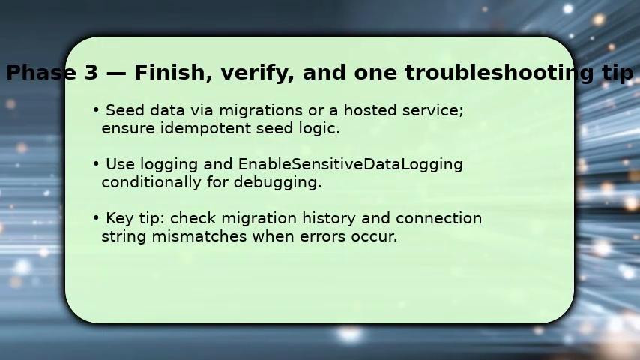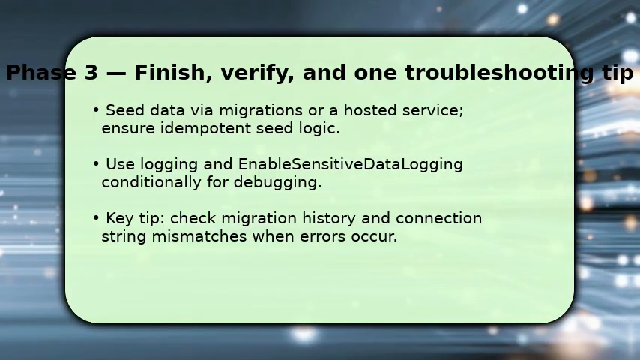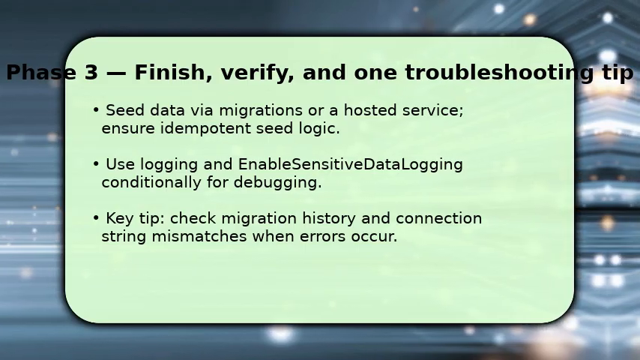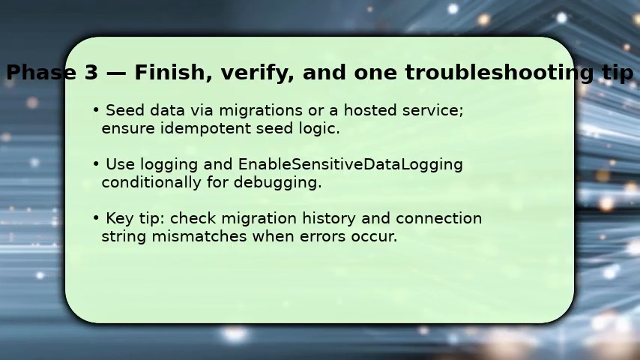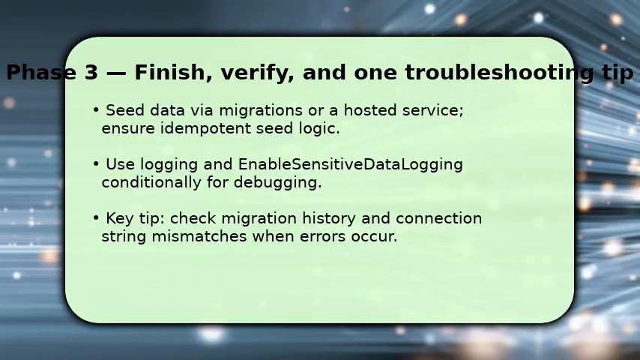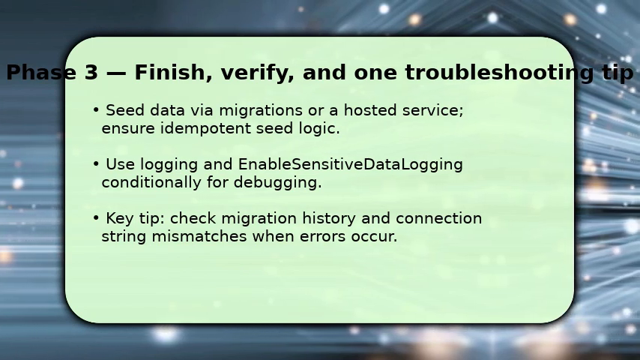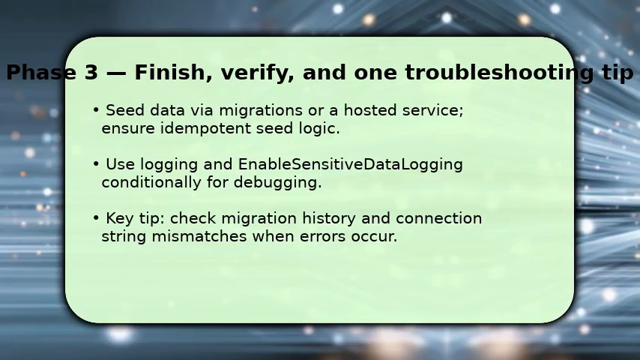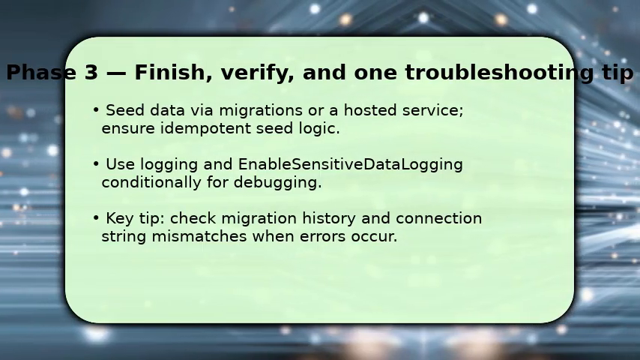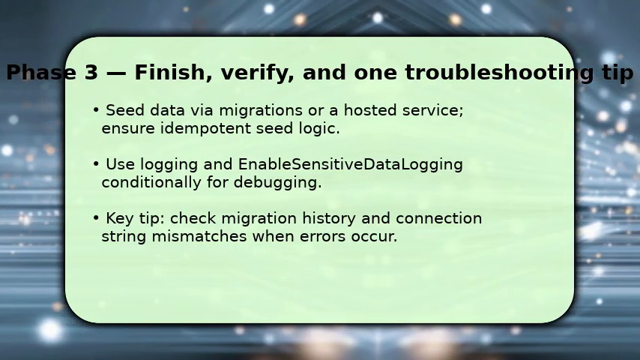Seed data either in migrations or a startup hosted service, but ensure the seed is idempotent so repeat runs are safe. Secure connection strings and avoid EnableSensitiveDataLogging in production. Instead, use structured logging to capture EF SQL. If something breaks, check the migration history table and verify the connection string and provider. Mismatches are the most common culprit. Make sure to run tests against a disposable database.